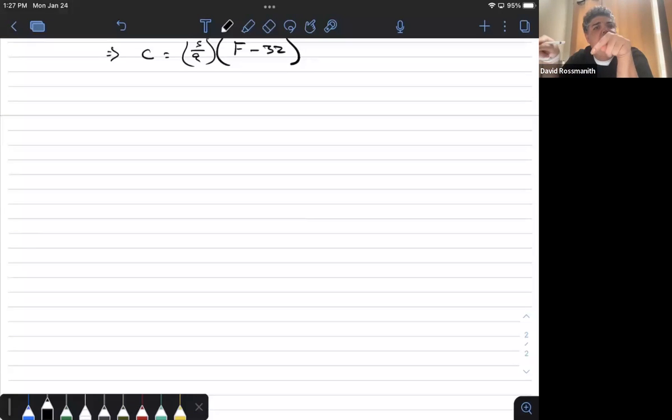Well, Kelvin and Celsius are the same change. The size of their unit is the same. So if I add 1 degree Celsius, it's the same as if I added 1 Kelvin. The only difference between them is that 0 Celsius is 273 Kelvin.